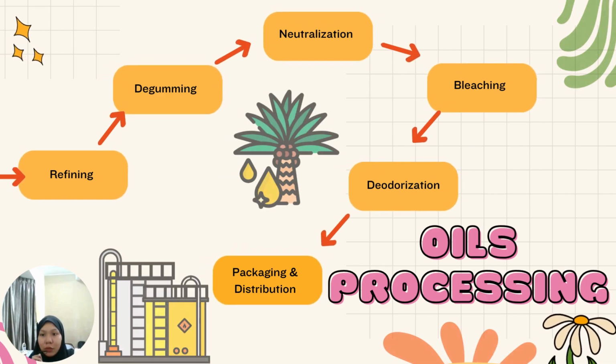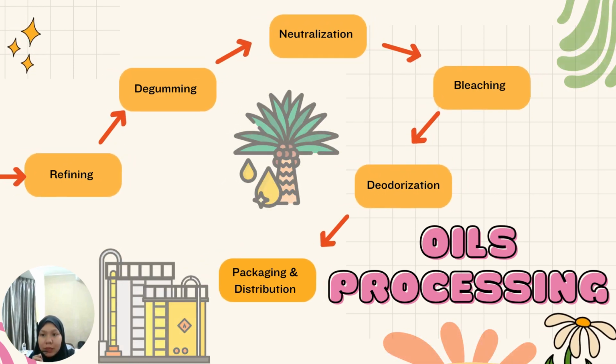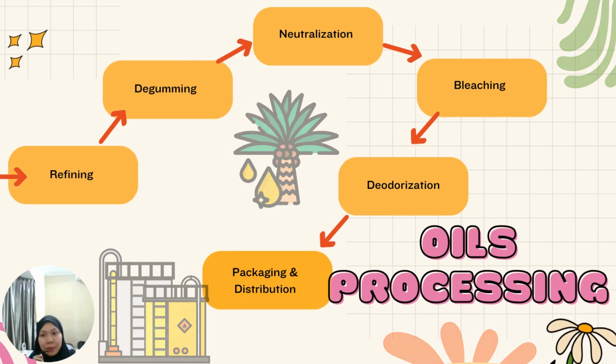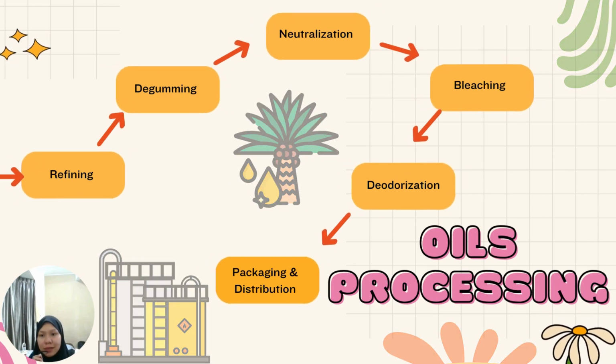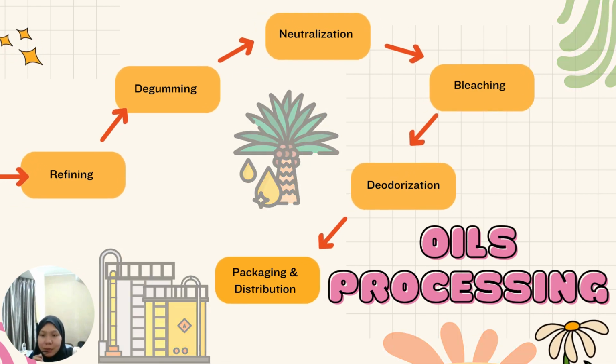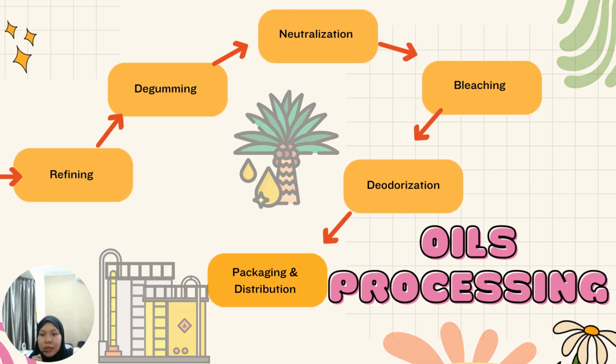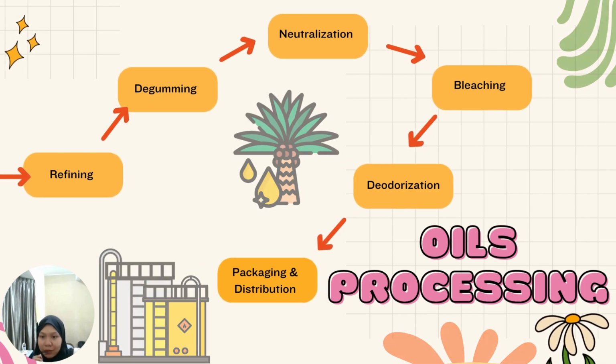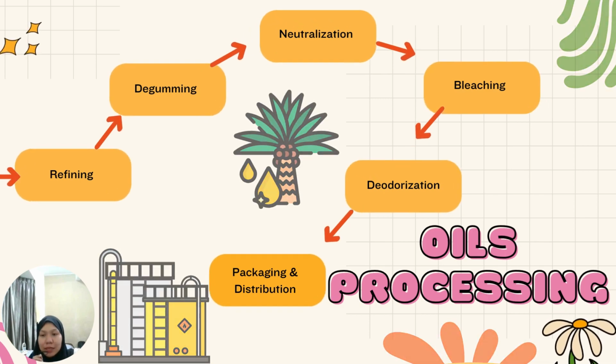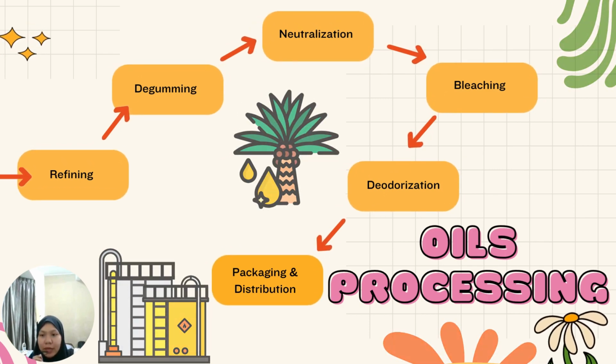Degumming involves the addition of water or acid to the crude oil, which helps in the separation and removal of these impurities. The next step is neutralization, where the free fatty acids present in the crude oil are neutralized using an alkaline solution, typically sodium hydroxide. This process helps in reducing acidity and improving the oil flavor and shelf life.